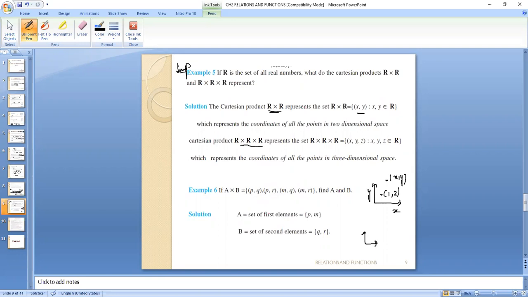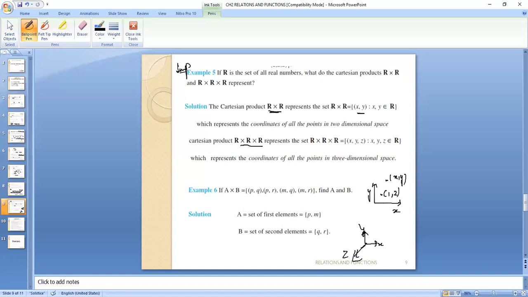We make a 3D diagram, right? This way we make the x, y, and z coordinates. So this point (x, y, z) will be a point somewhere in three-dimensional space. So this is the coordinate of all points in three-dimensional space. You have to keep this in mind, right?